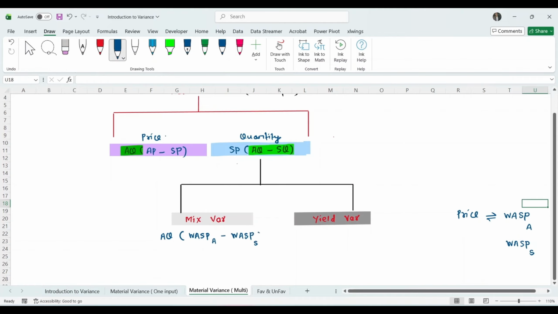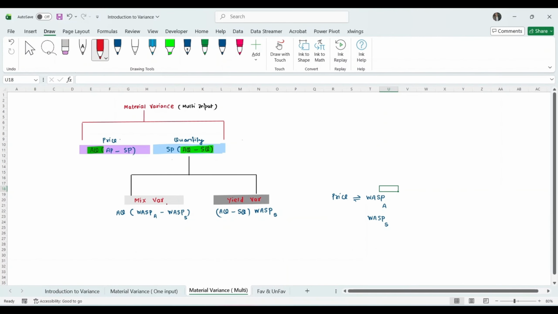Now we are just remembering the formula. Here see, the quantity will remain the same. What is the quantity here? AQ minus SQ. That's the quantity which will be the same, and into that there is SP here, standard price, and we are just replacing price here with WASP standard.